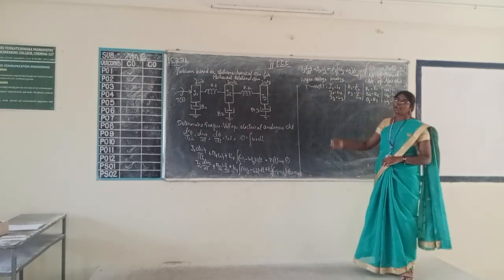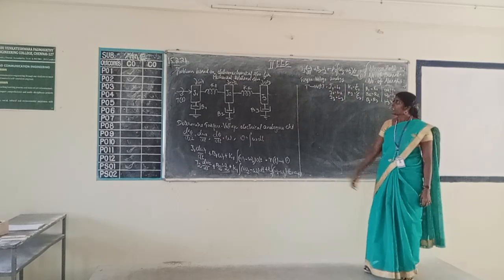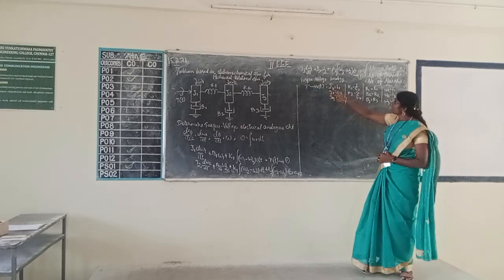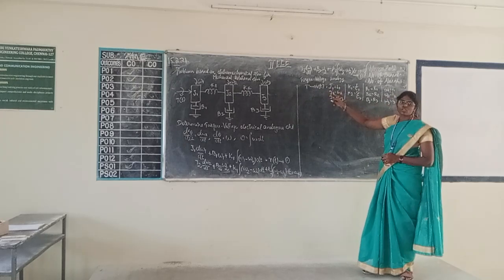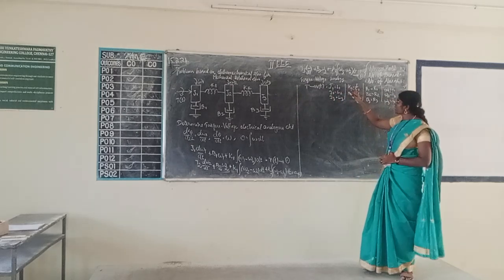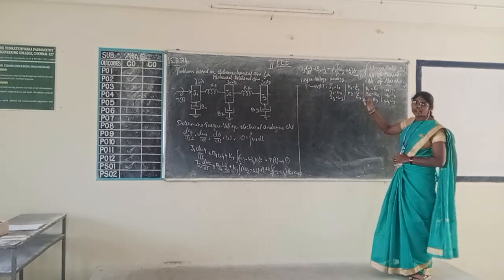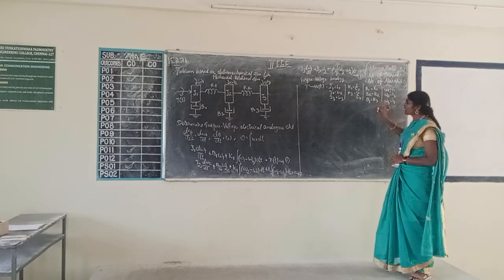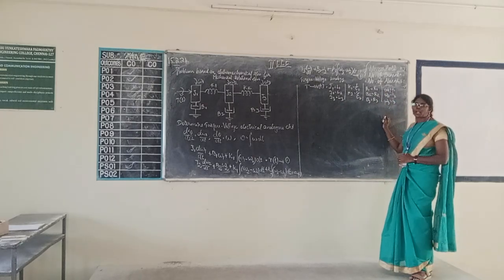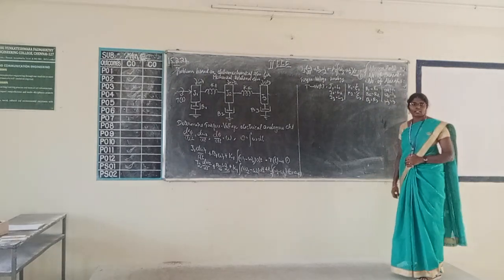Now what you have to do? You have to write the electrical analogous circuit for the torque-voltage analogy. That is, torque is analogous to voltage V of t, and the moments of inertia J1, J2, J3 are L1, L2, L3. The springs K1, K2, K3 are 1 by C1, 1 by C2, 1 by C3, and the dashpots B1, B2, B3 are R1, R2, R3. And the speeds omega 1, omega 2, omega 3 are currents I1, I2, I3.